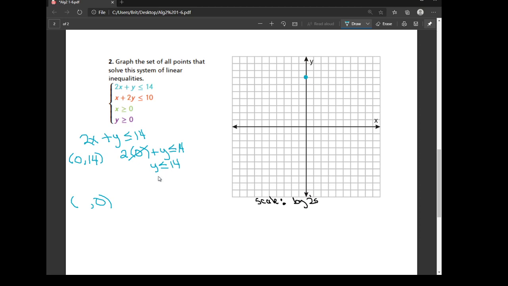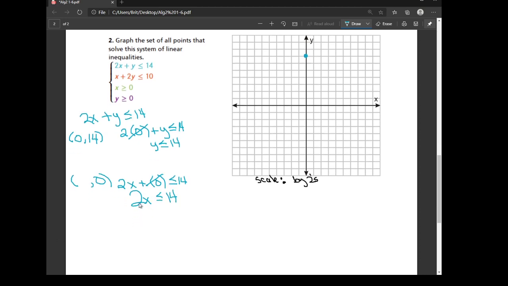In order to draw a line, I need a second point. So now I'm going to do the same equation, but where the y is, I'm going to plug in a 0. So I have 2x plus y, which is 0, is less than or equal to 14. The term with the 0 falls out because adding 0 does nothing. So that gives me 2x is less than or equal to 14.